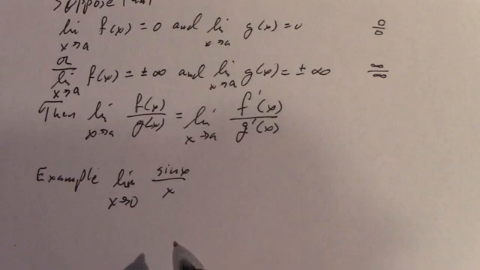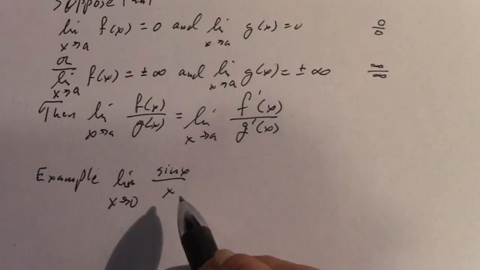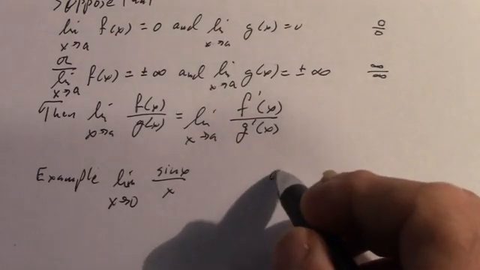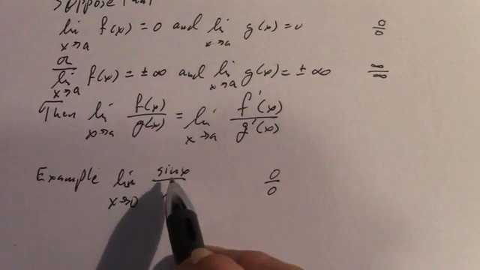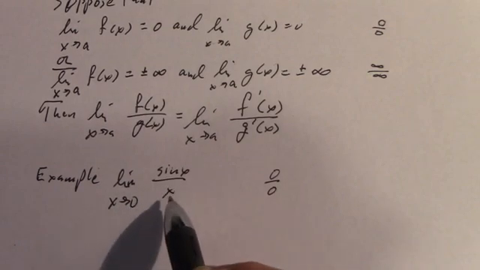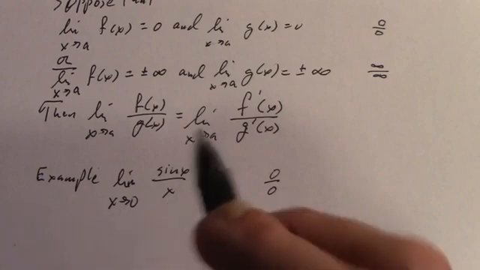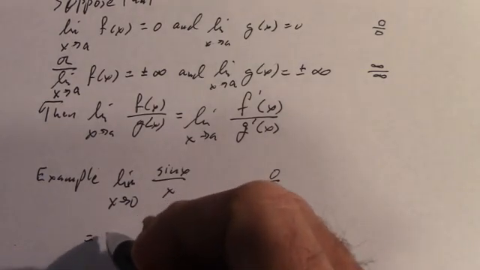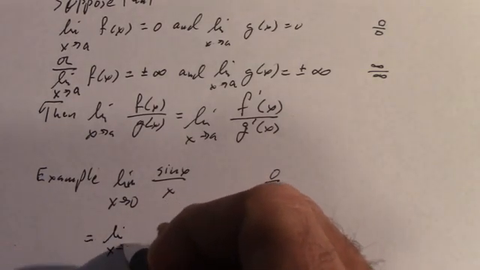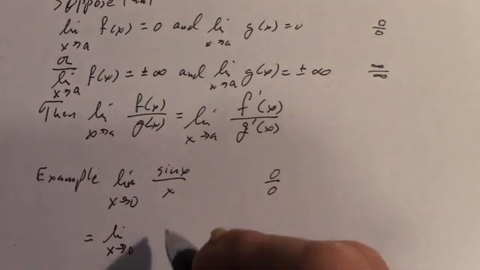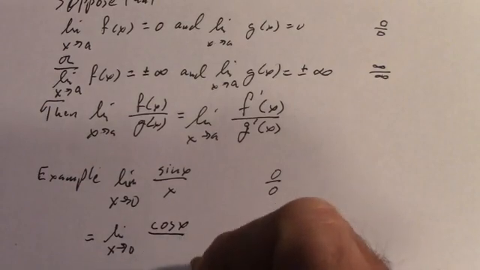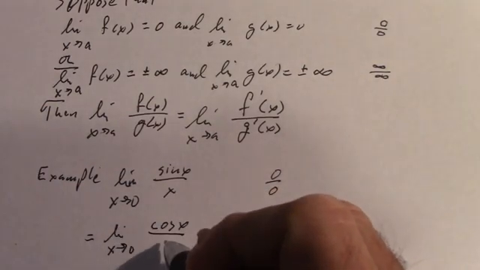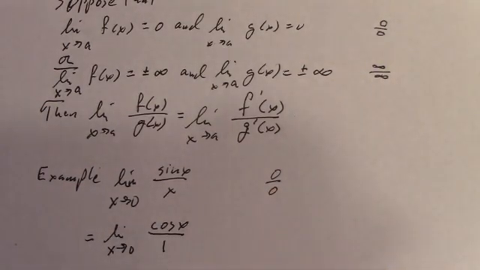Now, I've got a much simpler version. This is of the form 0 over 0, because as x goes to 0, sine of x is going to 0, and x is going to 0. So this should equal the limit as x goes to 0 of the derivative of the top, which is cosine of x, over the derivative of the bottom, which is 1.